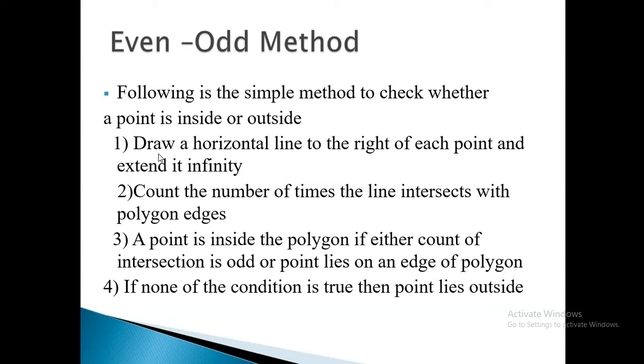The first step is to draw a horizontal line to the right of the point and extend it to infinity. Second, count the number of times the line intersects with the polygon edges. Third, a point is inside the polygon if either the intersection count is odd or the point lies on the edge of the polygon. Fourth, if none of the conditions is true, then the point lies outside.